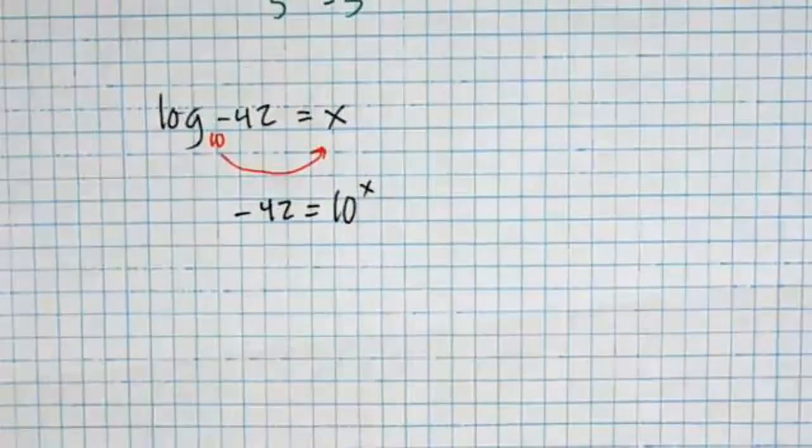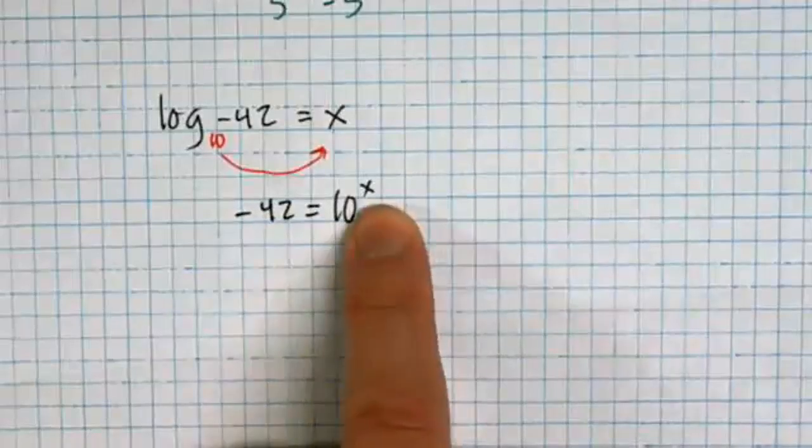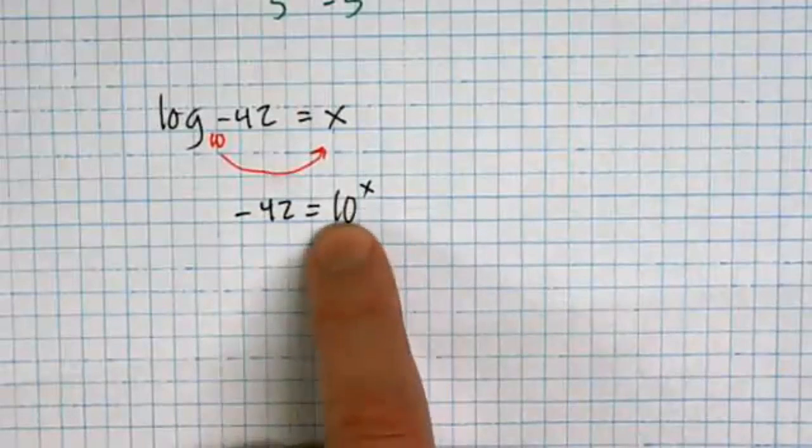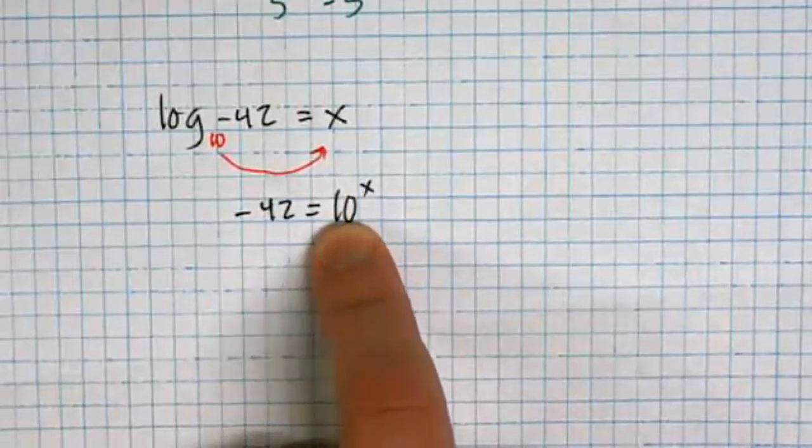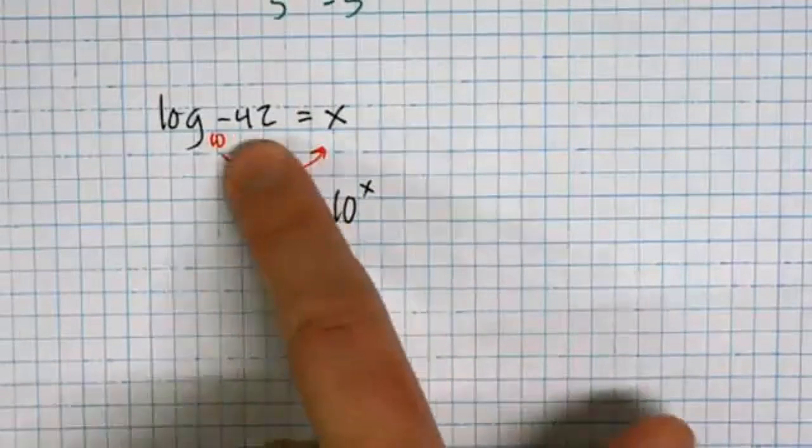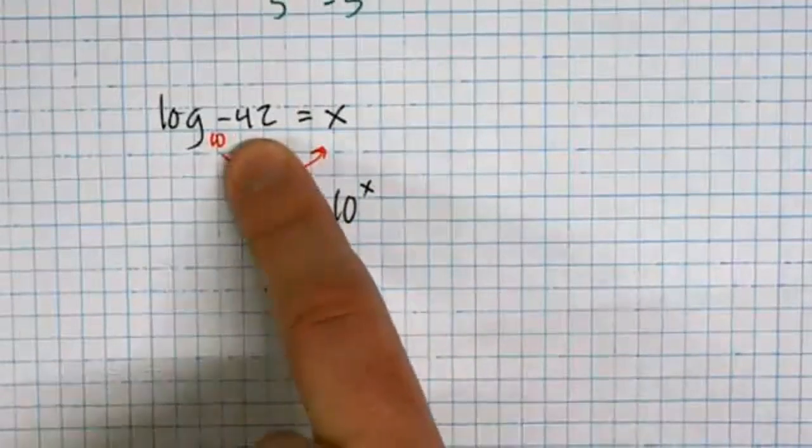So I want you to think, can I take a positive number and stick an exponent on it to turn it negative? Is there any number of times I can multiply the positive 10 by itself so that it's going to turn negative? No, that's just not possible. So x would be undefined. We would say this is undefined.